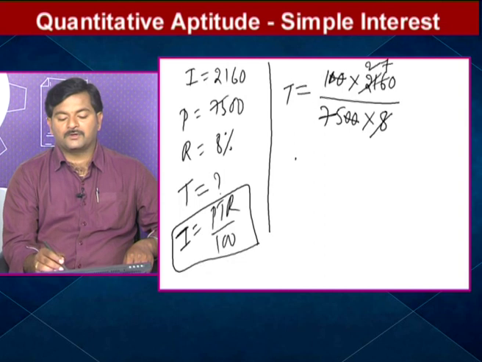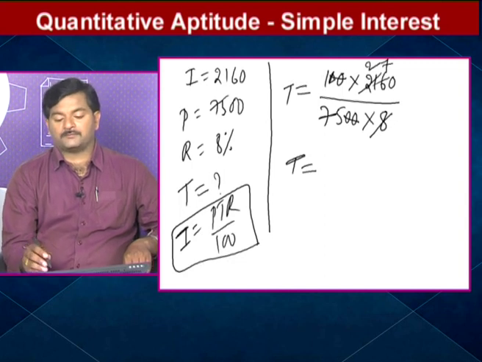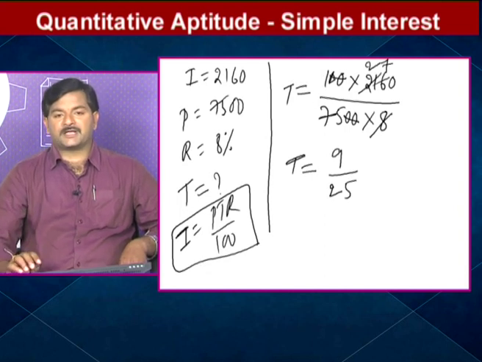T is equal to 27 by 75. We can still cancel by using the third table: 3 9s are 27, 3 2s are 6, 3 5s are 15, so 9 by 25. I repeat this once again.